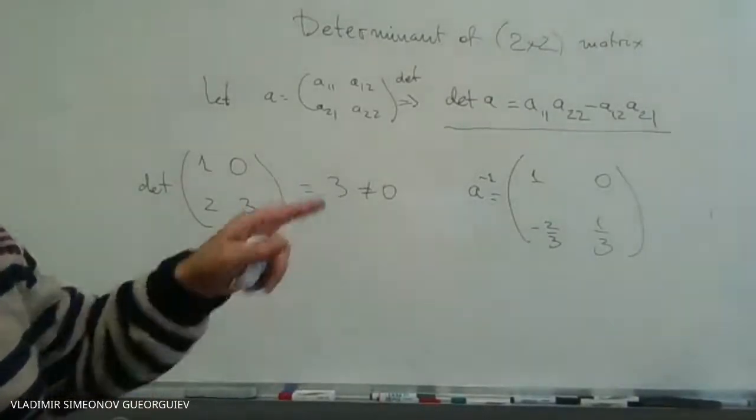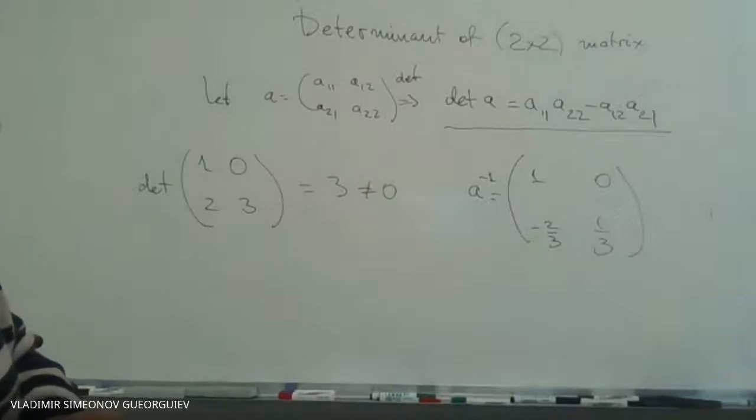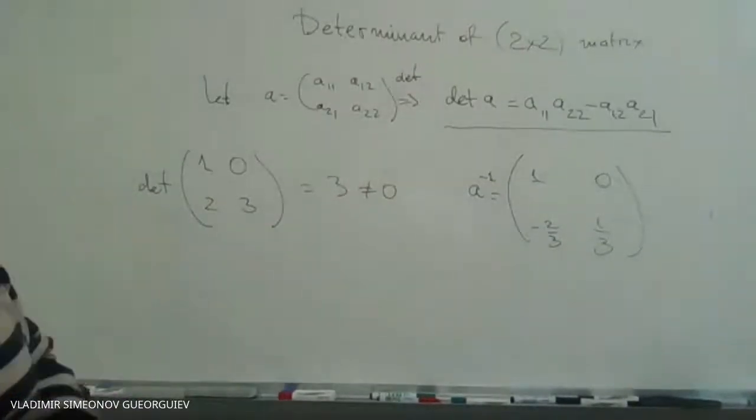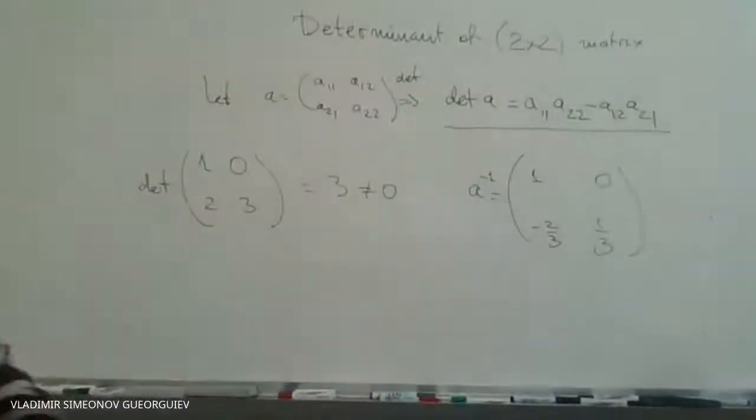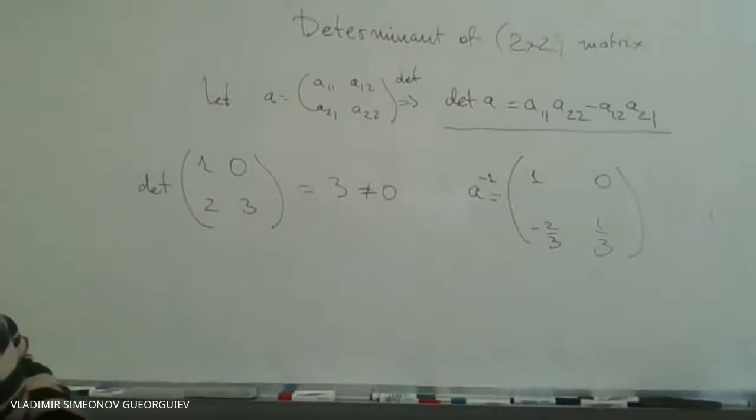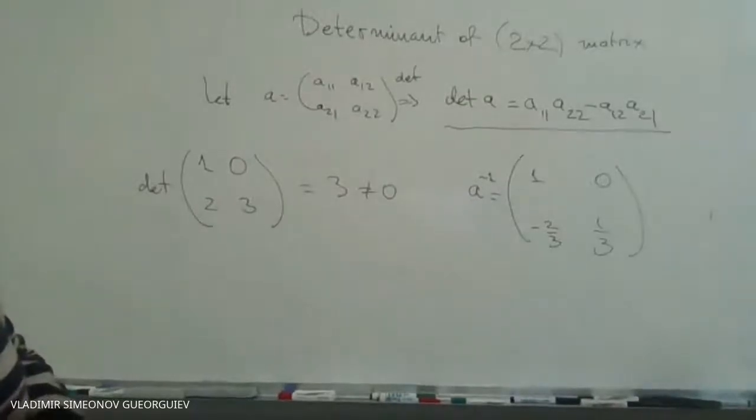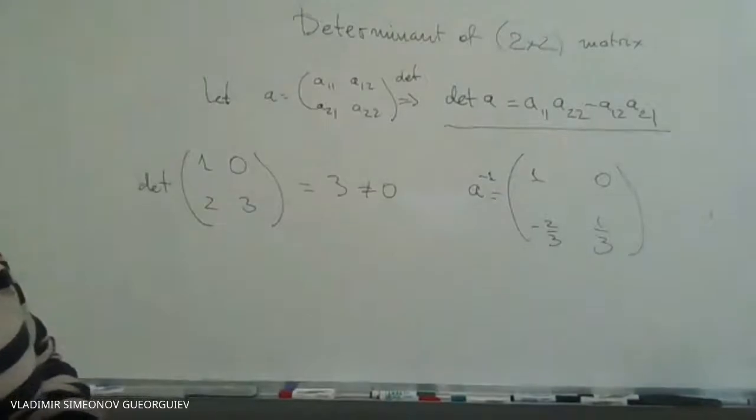It seems this was our inverse matrix. As you can see, this number 3 is not accidental because it appears in the denominator when we compute the inverse matrix. Therefore, the inverse matrix is computed for the case when the determinant is not 0.